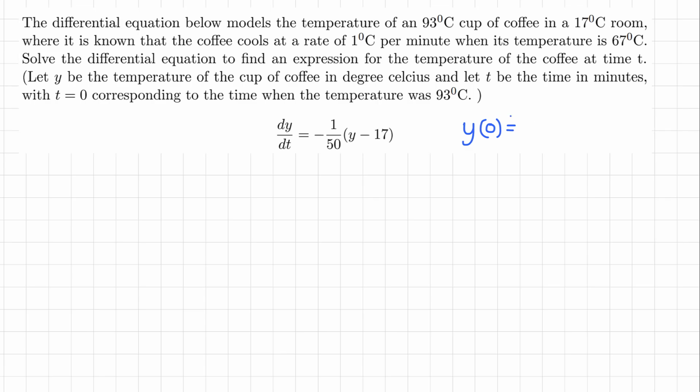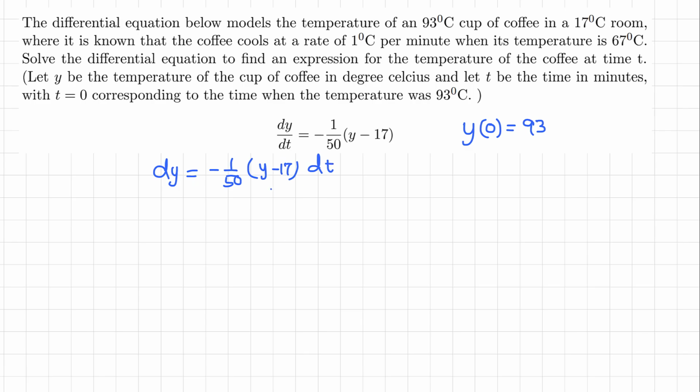Now we have an initial value problem: a differential equation and an initial value. We need to solve for y. It's a 93 cup of coffee and it's cooling because it is sitting in a room of 17 degrees Celsius temperature. So to solve this differential equation, we need to separate the variables. y is the dependent variable, so dt can be moved to the other side. So this is dy over dt equals negative 1 over 50 times y minus 17. I'm just moving dt to the other side.